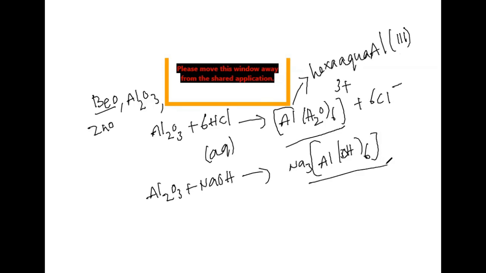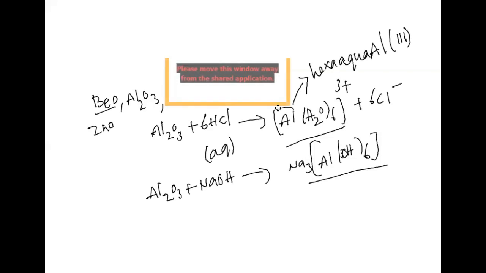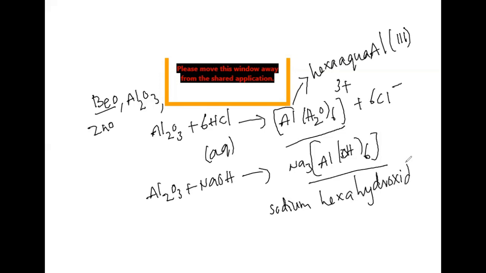Okay, then this particular one, what is the name of the compound? Hexahydroxide aluminum. First Na3 is there, no? That I'll write as sodium hexahydroxido aluminate(III). Correct?